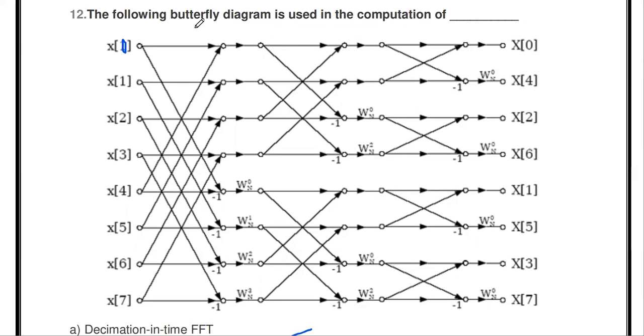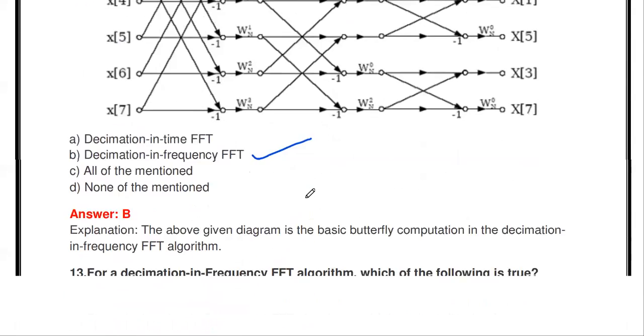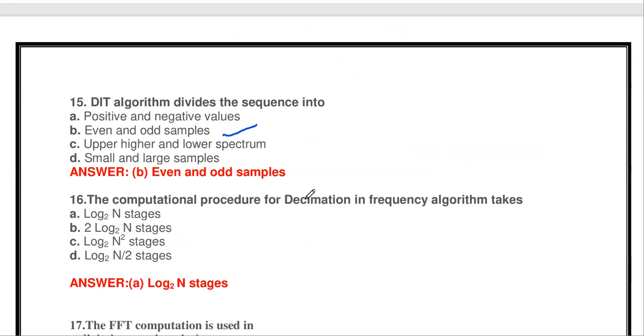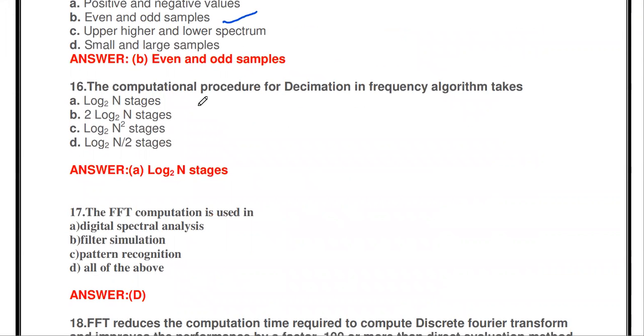3 stages. You see, this is stage 1, this is stage 2, this is stage 3. If it is a 4-point DFT, only 2 stages we have to use. How many stages can we use in this DIF algorithm? That is the question. How many stages are used in order to perform the decimation in frequency algorithm?